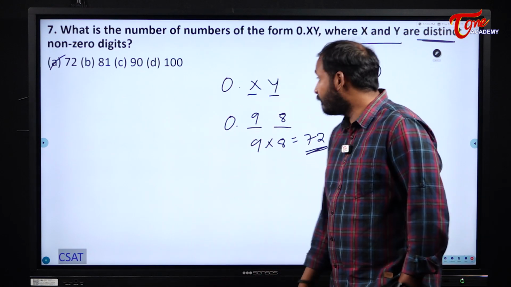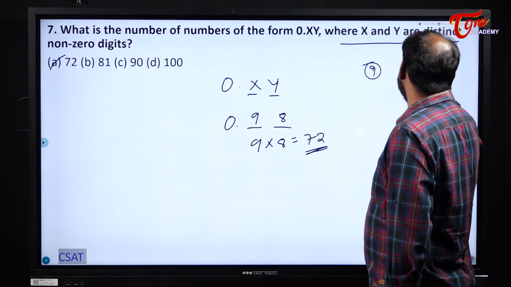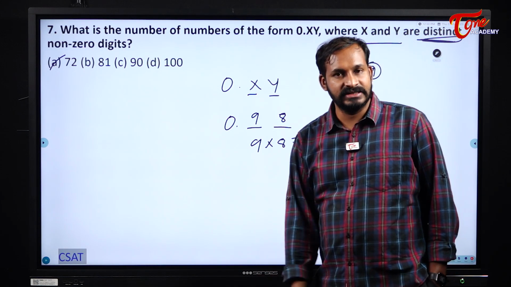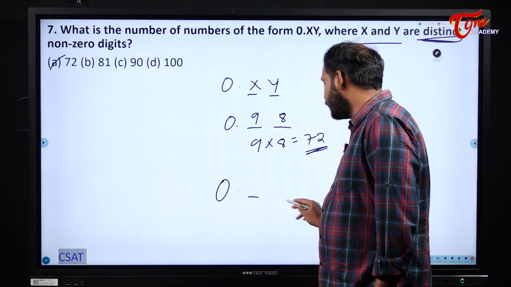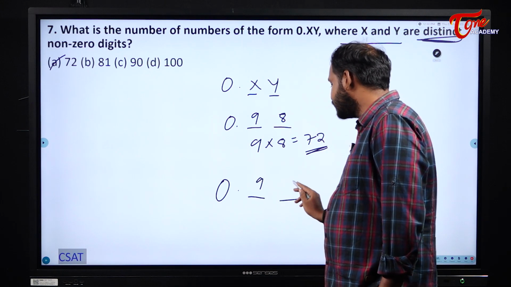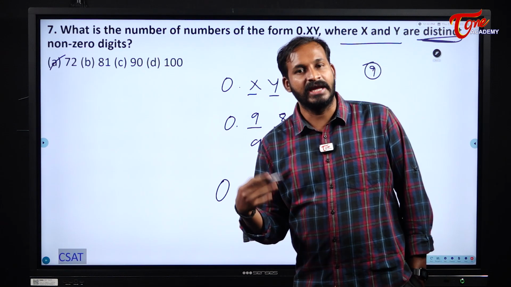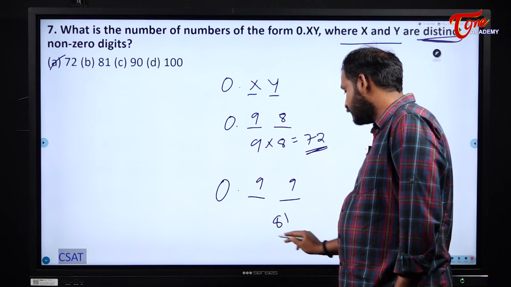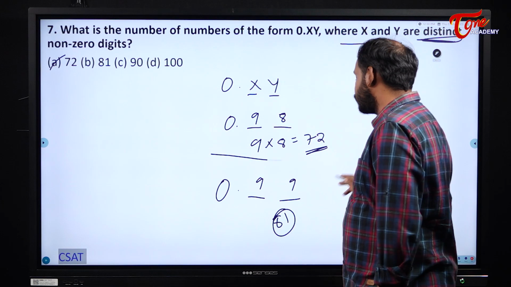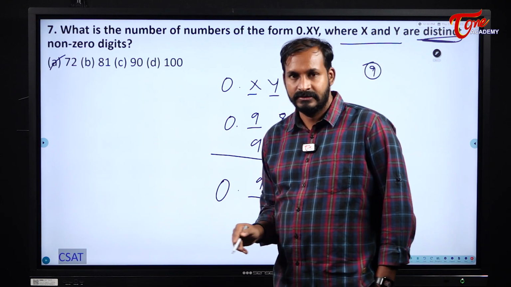That can be written in the form 0.xy. For example, if they skipped the word distinct, what would our answer be? 0 point, 9 chances here, and 9 chances here, because I can repeat the digits. So 9 into 9, 81 chances. But here they use the word distinct, so we are not going to consider this.